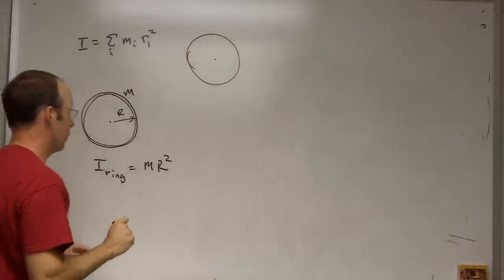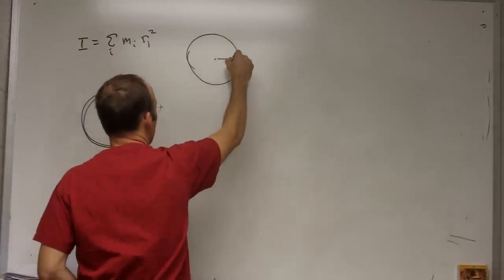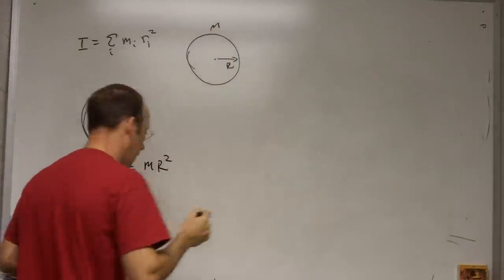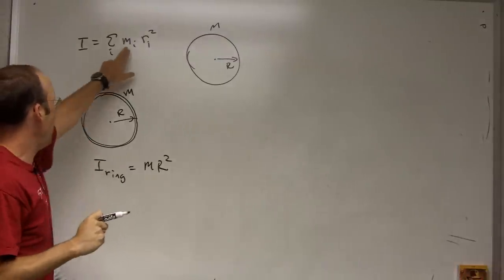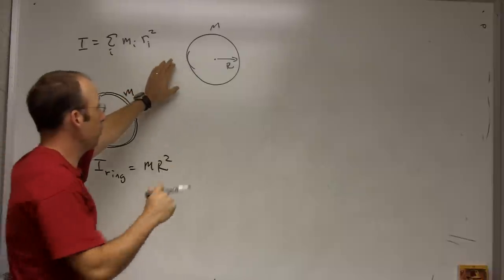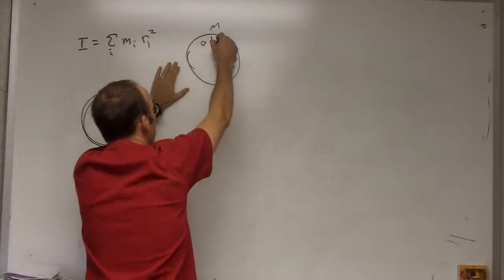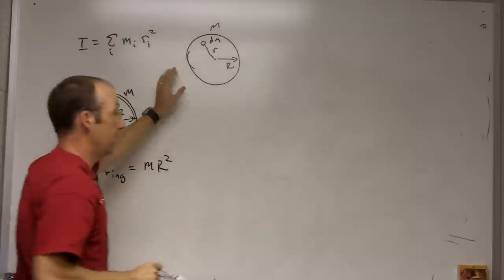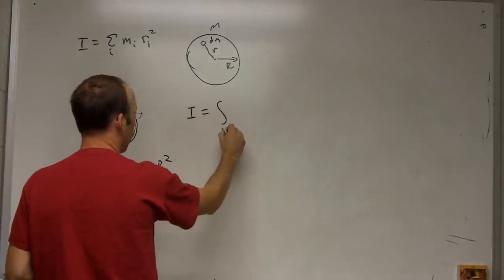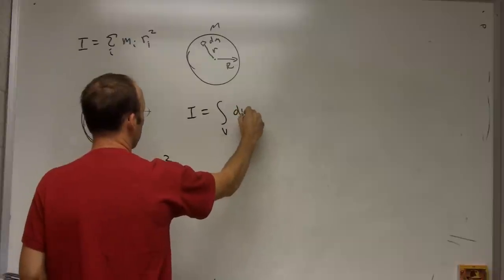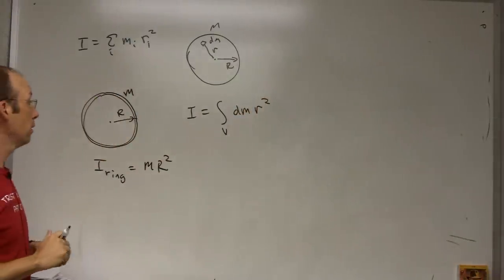So here's a solid disk. It also has a mass m and a radius r. Now what I need to do is say, okay, how would I go about adding up all these, breaking this into an infinite number of little masses like this, and finding dm and finding r and integrating? So I would say I equals the integral over the whole volume of dm r squared. And that's the way you would do it.